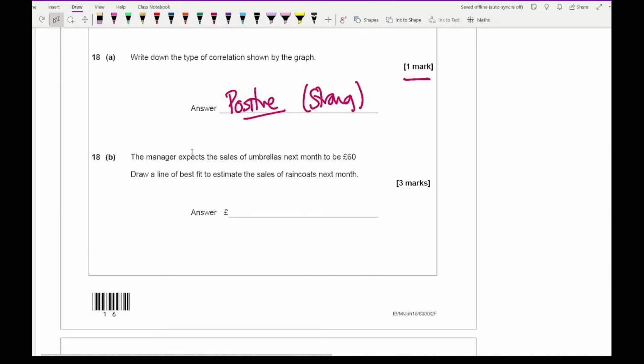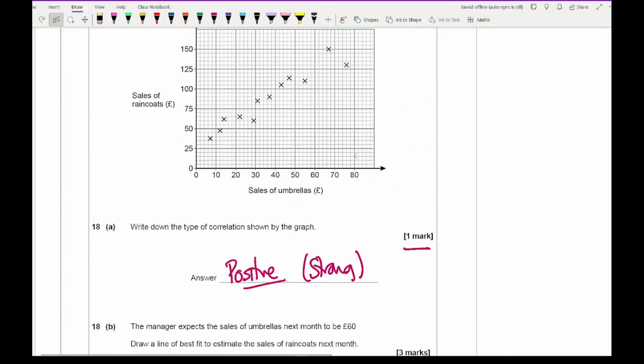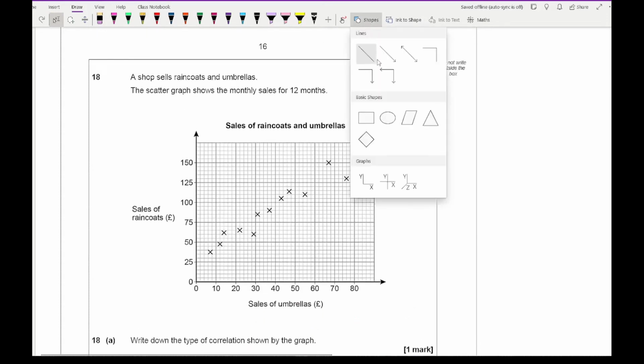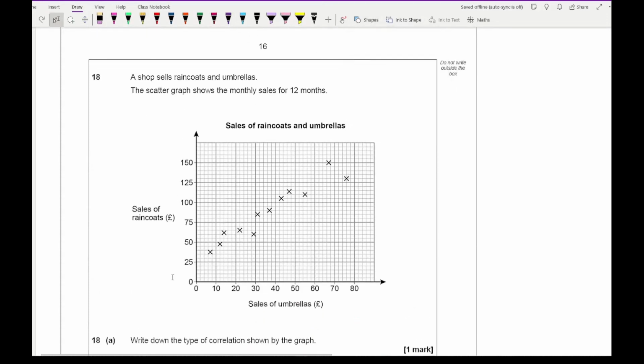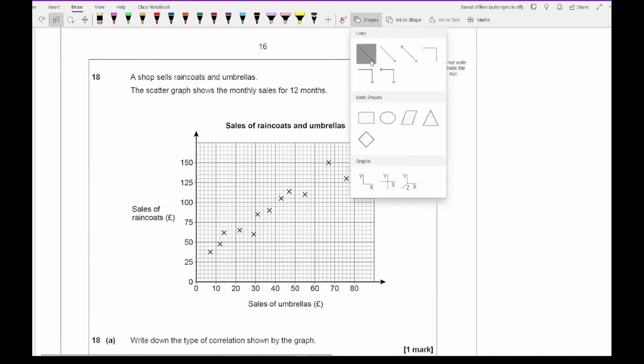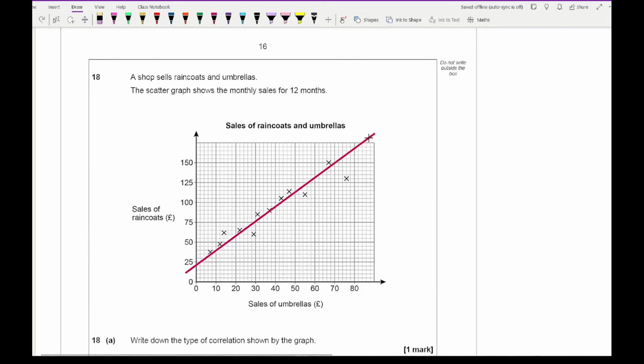It then says the manager expects the sales of the umbrellas next month to be £80. Draw a line of best fit and estimate the number of sales of raincoats next month. So what we need to do here is draw a line of best fit. Your line of best fit should be as close as possible to the points and have the same number of points above the line as below. Once you have drawn your line of best fit, which should look something like this, you then need to draw a line from 60 going up, and then your answer will be whatever this horizontal line here is.